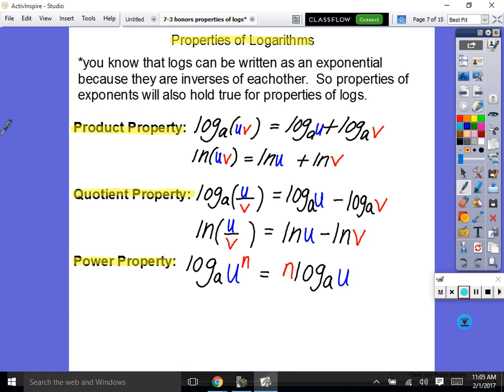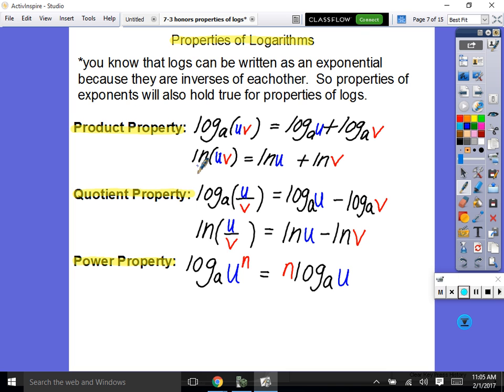So everybody look. Log to the base a of u times v. When you multiply, you add. So we can split this apart and rewrite it as log to the base a of u plus log to the base a of v. They still have the same base a, but because they were multiplying, they're adding. Really, it's more beneficial for us later on. The reason we learn this is to be able to go backwards: when you add, you multiply and put it into one logarithm. That's what we're going for a little later on. So you have to be able to go back and forth.